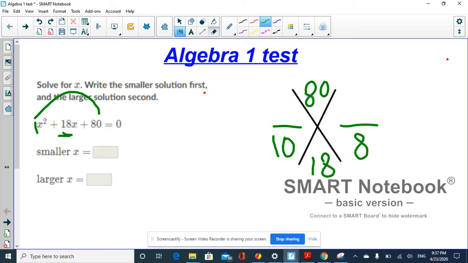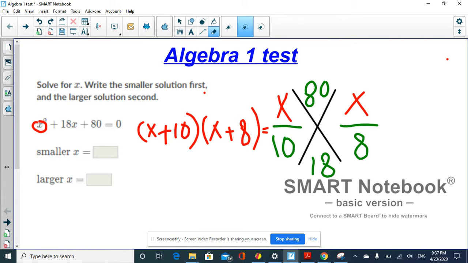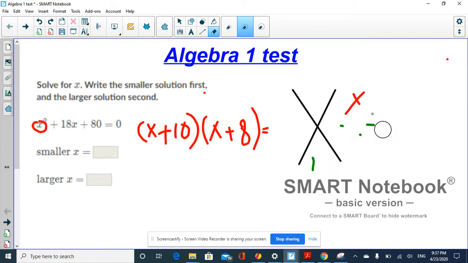What will you put up? Okay, in this fraction, you will put the first term without the power. You have x here, this is the variable, put it up. Now we have two factors. The first factor is x plus 10. The second is x plus 8 equals 0. Okay, I think we don't need this now. We can erase it. Okay, equals 0.